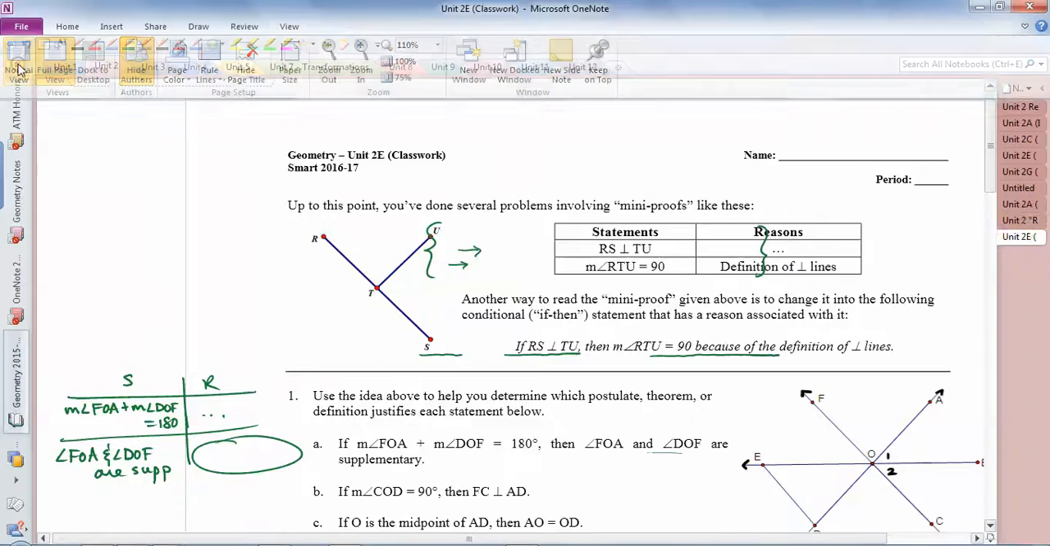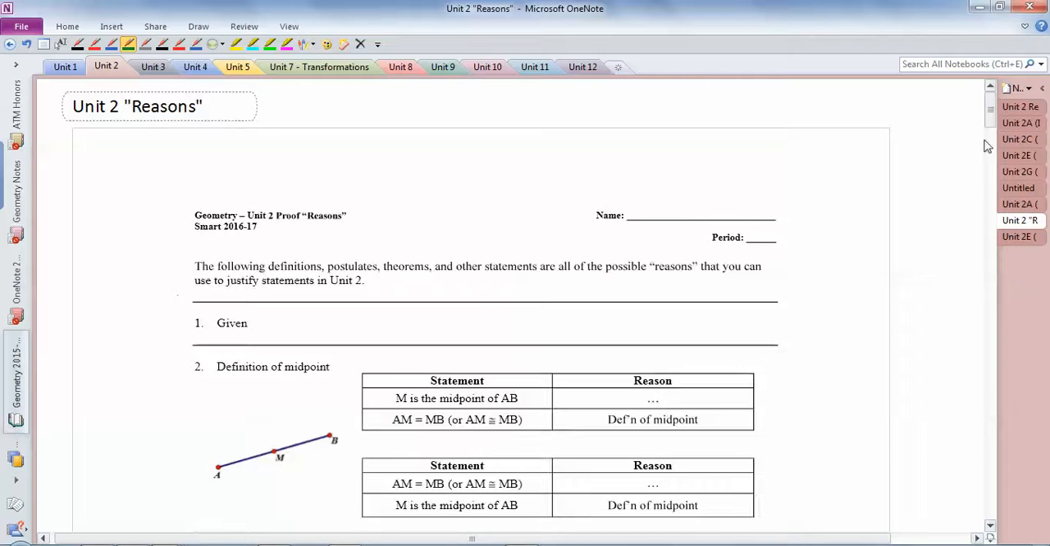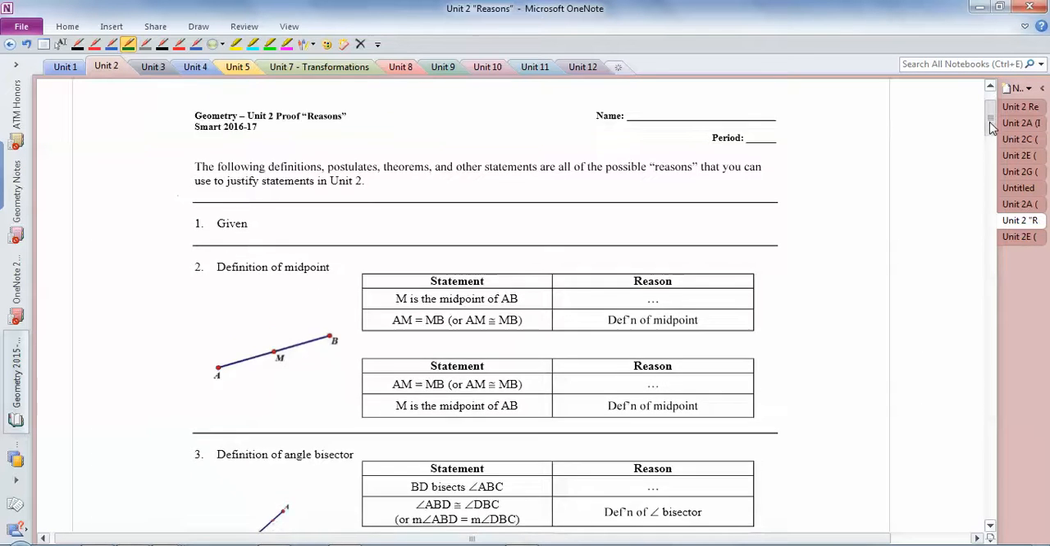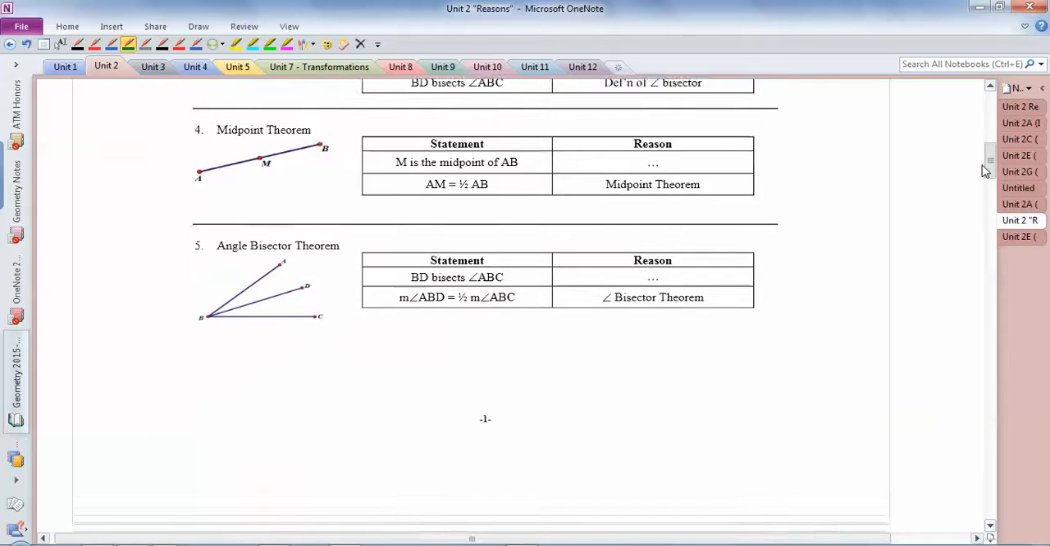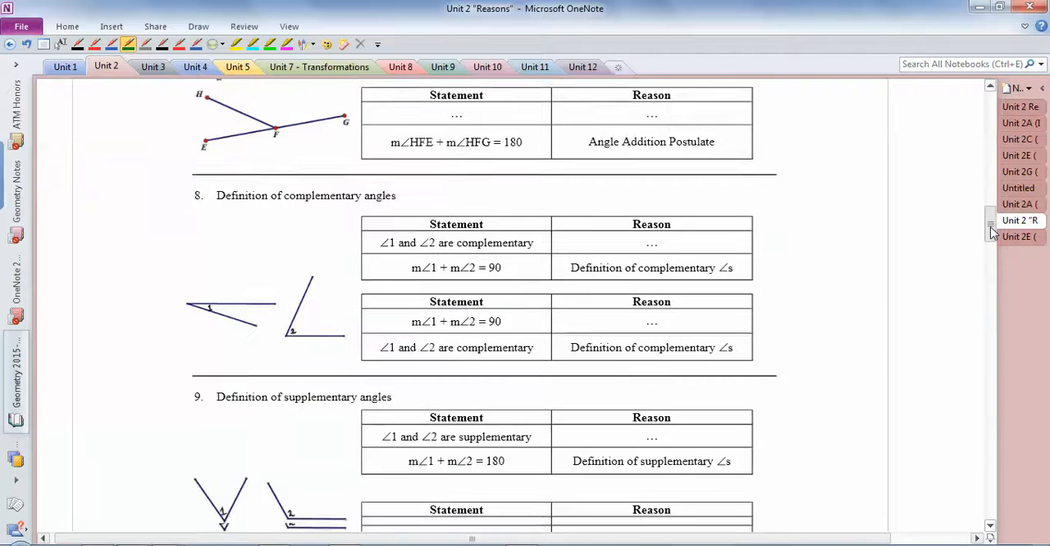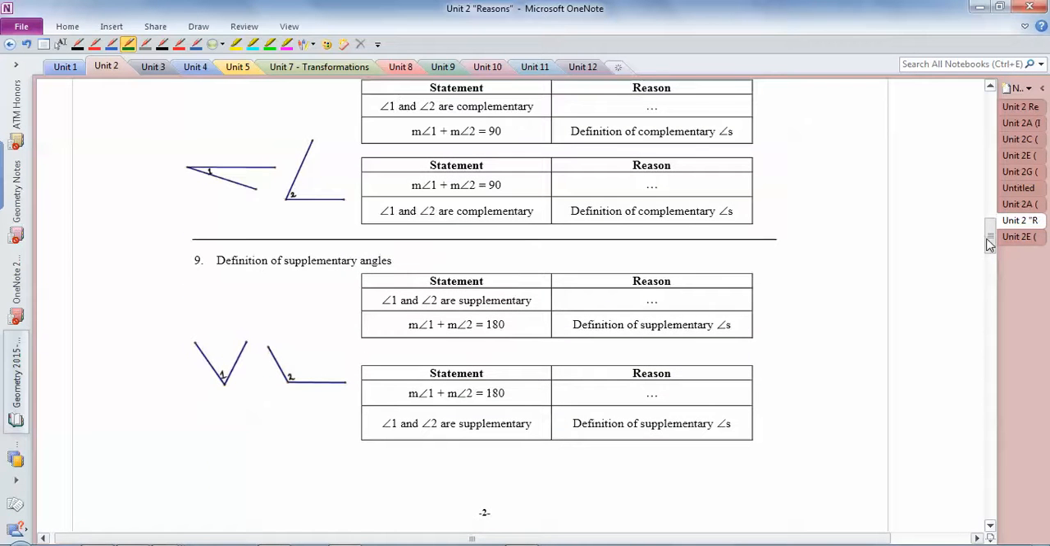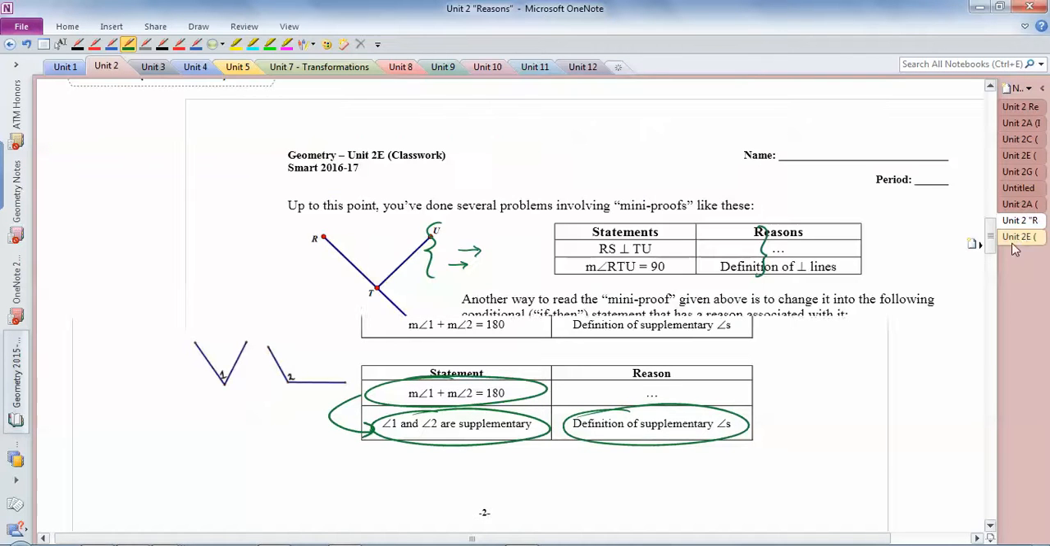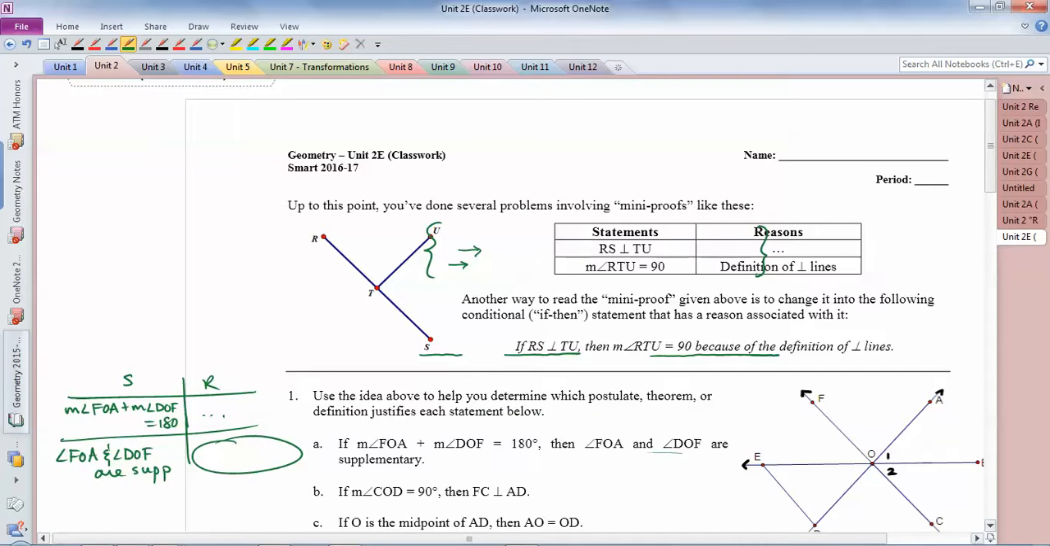So if we come back to our reasons page and go through some of them and try to find 2 angles that add up to 180, giving you supplementary angles. Here's one that says 2 angles are 180, but there's no mention of the word supplementary anywhere, so it's not this one. But if we come down a little bit further, here we are. 2 angles add up to 180, so you can say that they're supplementary. That's the definition of supplementary angles. If I come back to here, it says the same thing. 2 angles add up to 180, so I can call them supplementary because of the definition of supplementary angles.